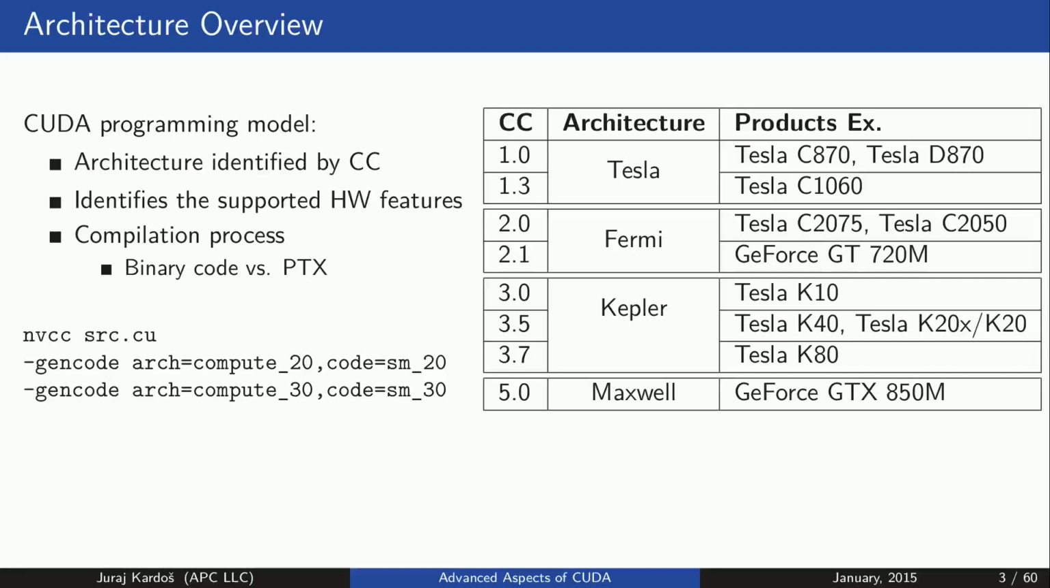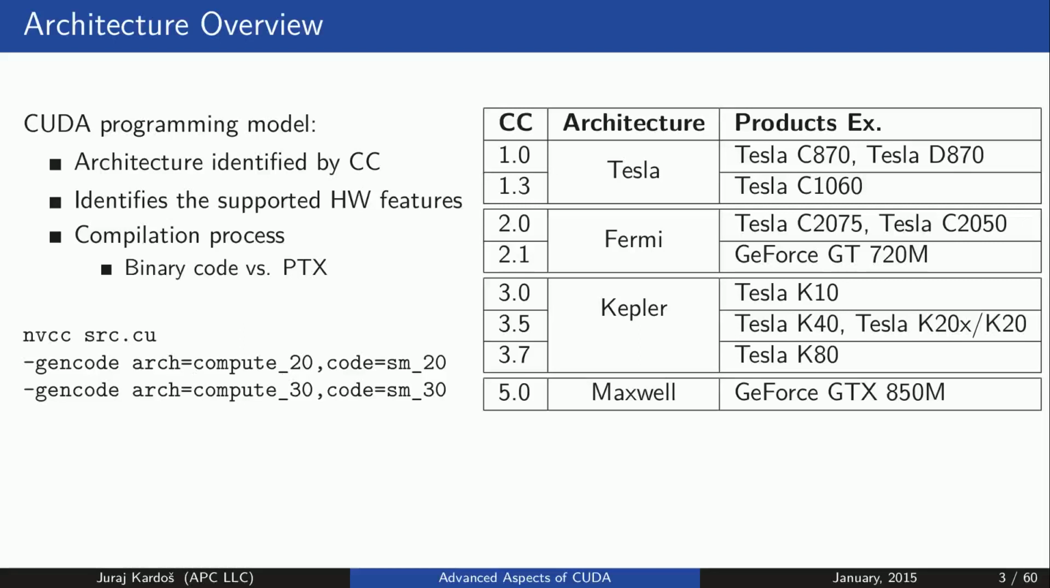In other words, a Cubin object generated for compute capability 3.5 will execute only on devices with the same major revision number, that is only on Kepler architecture, and with a minor revision number that is equal or greater than the specified compute capability. The virtual architecture, specified by the arch option, in our case for example arch equals compute_20, determines what type of PTX code will be generated.